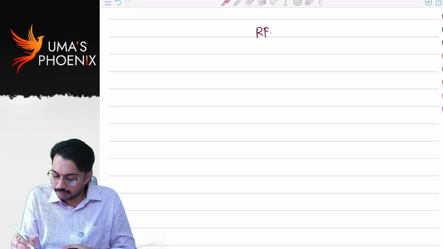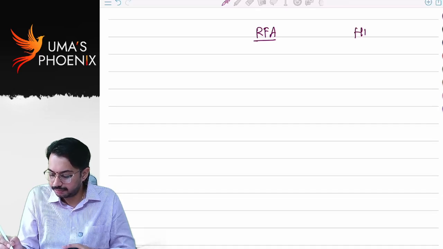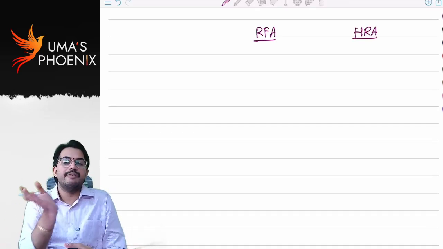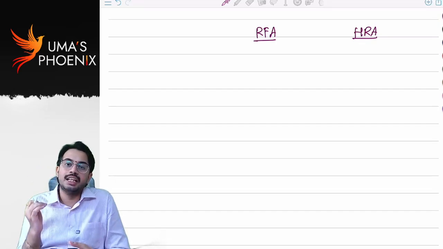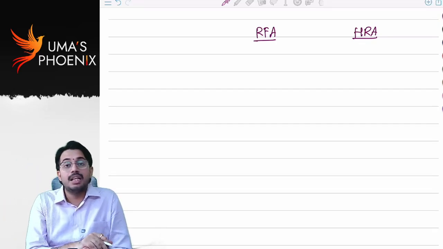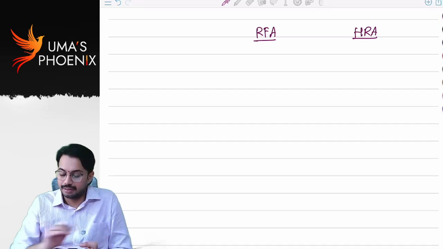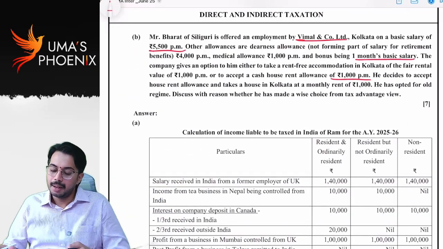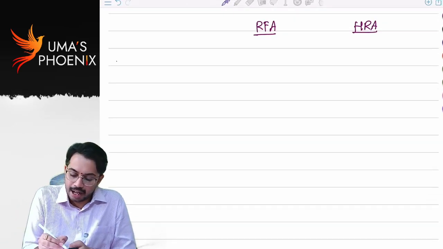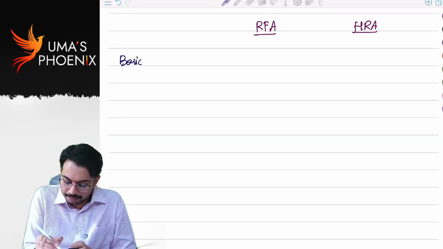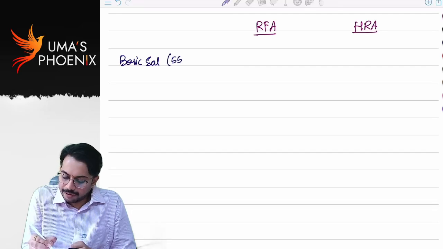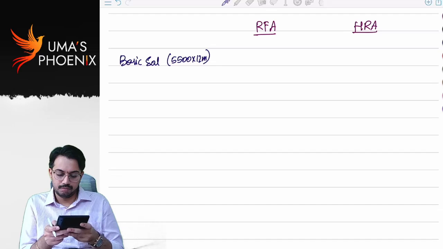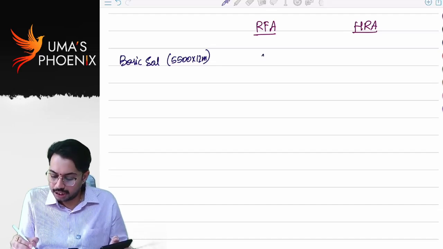Rent-free accommodation, HRA. Now we need to calculate salary if rent-free accommodation is chosen, and salary if HRA is chosen. Based on that, we need to take the decision. First of all, how much is basic salary? Basic salary is 5,500 per month. 5,500 into 12 months is 66,000.